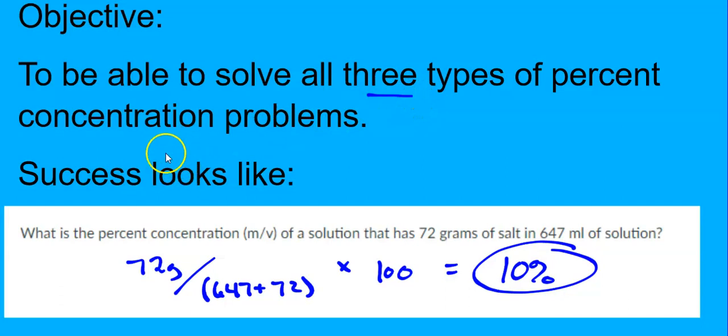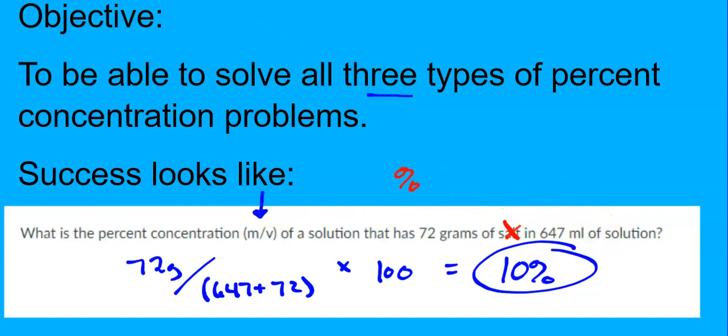Success would look like this. You'd be given a problem. On the test, it will tell you the style, M over V. So what is the percent M over V of a solution that has 72 grams of salt in 647 milliliters of solution? For percent problems, you do not have to calculate the molar mass. You just need to know the grams that it gives you.